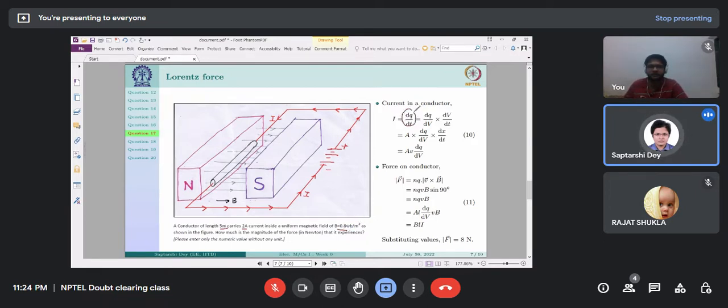Current is the rate of flow of charge, dq/dt. Now, using the chain rule of differentiation, I can write this as dq/dv into dv/dt, where dv is one infinitesimal volume on the conductor, which looks like this. dv is the infinitesimal volume of the conductor, the area of cross section is the same, and this length is an infinitesimal length dx.